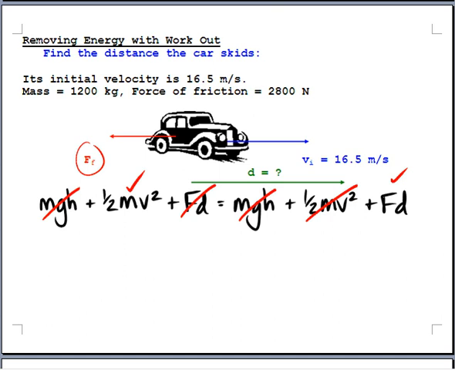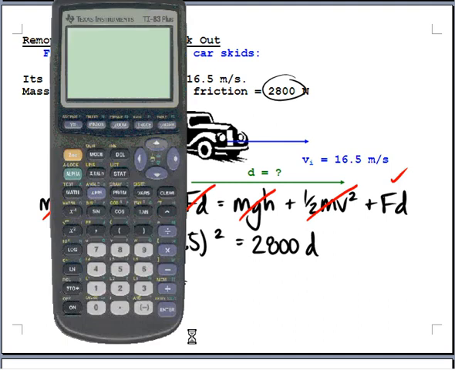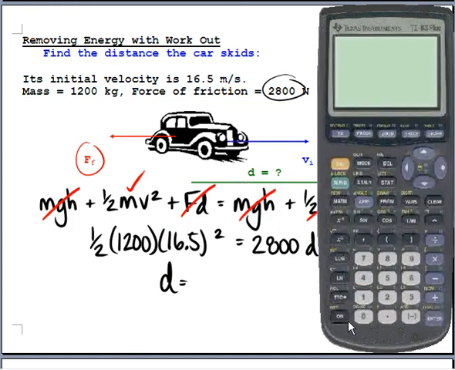So here we can't cancel masses because it only shows up on that left-hand side. It's not on the right-hand side, but we're simply going to plug the numbers in now. 1/2 times 1200. The thing started at 16.5. Don't forget to square that. The force of friction, they just give it to us here. We don't even have to find it. It's 2800 newtons times D. And that's going to be like a one-shot deal on the calculator, which is kind of cool.